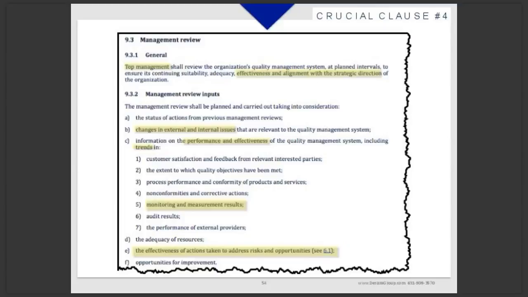Okay, so then you want to look at information on the performance and effectiveness of the quality management system, including trends. This is why I say do this on an ongoing quarterly basis. Always be looking at a rolling 4-quarter or longer, if that's your planning horizon, or whatever is your planning horizon. Look on a rolling basis for trends in monitoring and measurement results. Okay, you maybe only do audits once or twice a year, so maybe you're only looking at those in one or two of your management review meetings.